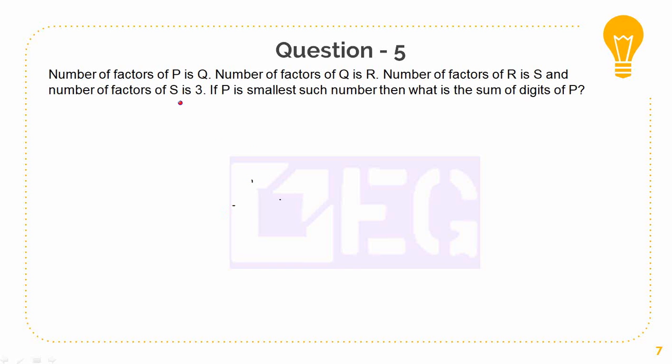So let's attack. Number of factors of S is 3. That means it is an odd number of factors. That means S will be a perfect square number.